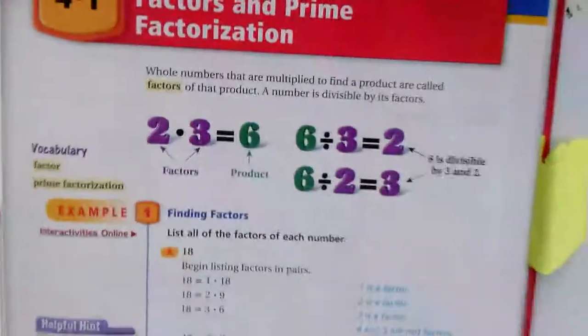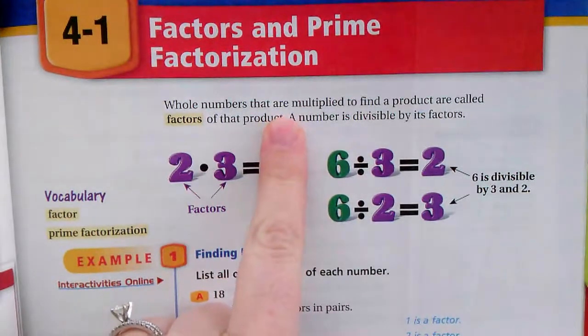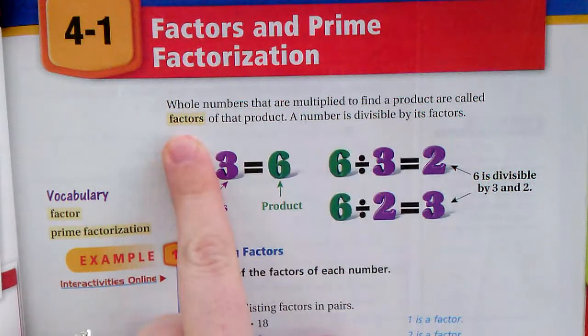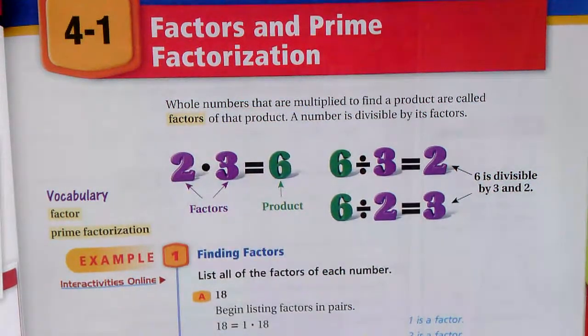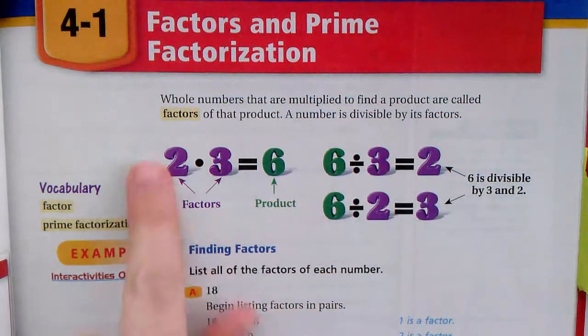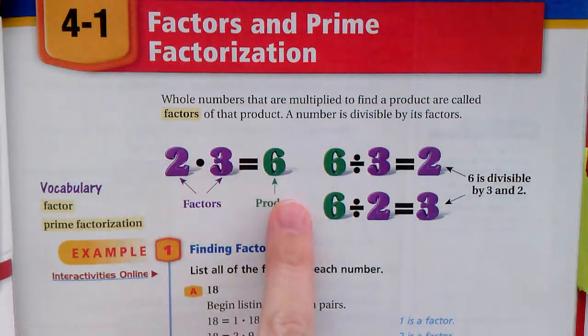So let's get going. We are first going to talk about finding factors. Right here it says whole numbers that are multiplied to find a product or an answer are called factors. A number is divisible by its factors. So for example, for the product of 6, 2 and 3 are factors because when you multiply 2 times 3, you get the product of 6.